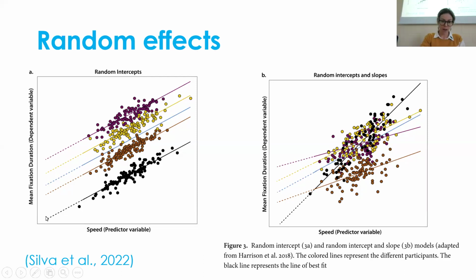They will hit the mean fixation duration, the y-axis, the vertical axis, at different points, here, here, here. That means that for some participants, mean fixation duration on average is smaller, and for others it will be larger. Absolutely, yes. That's what it means. And in the random intercept and random slopes model, we can see that the angle of this line is also different, okay? So that's kind of all.